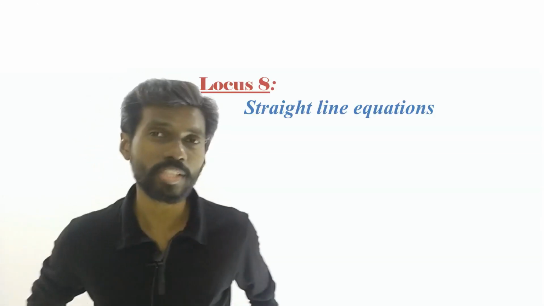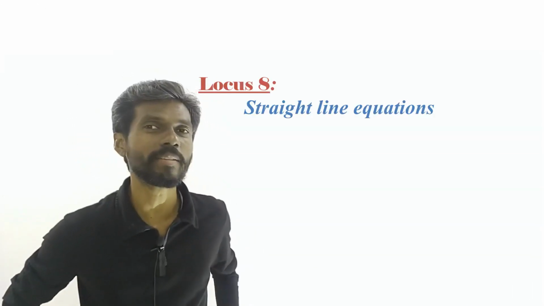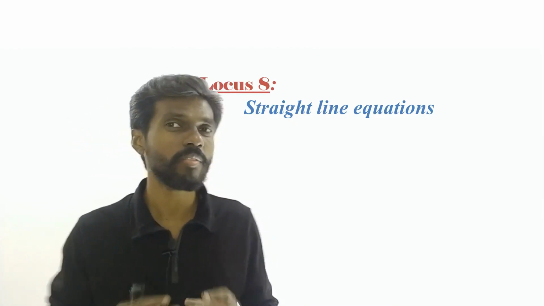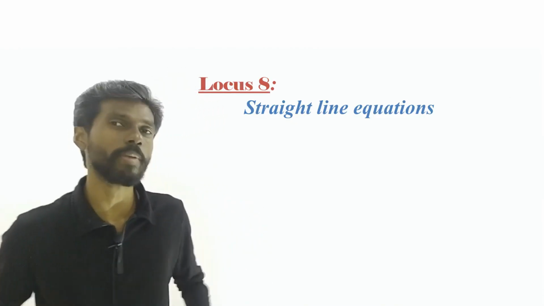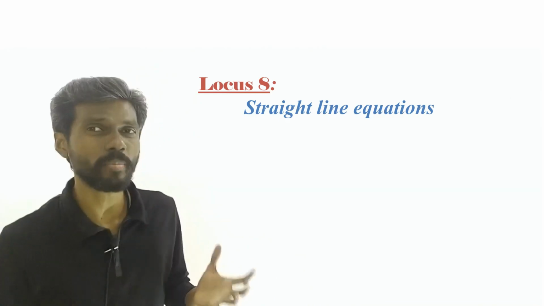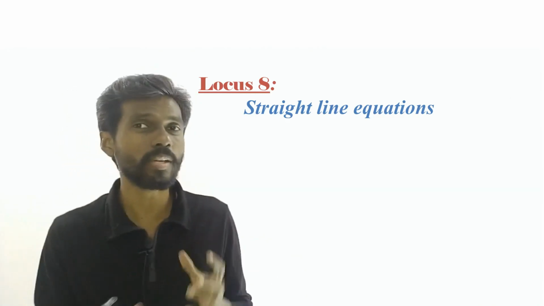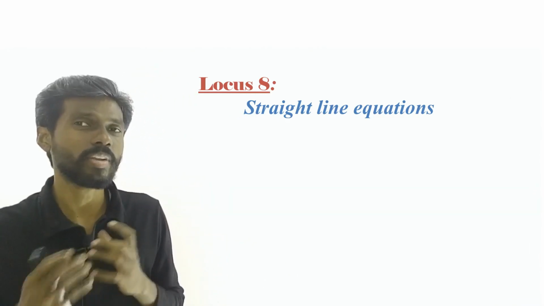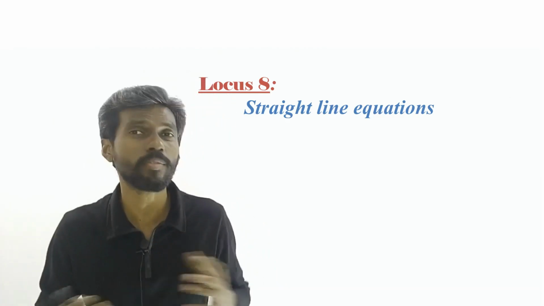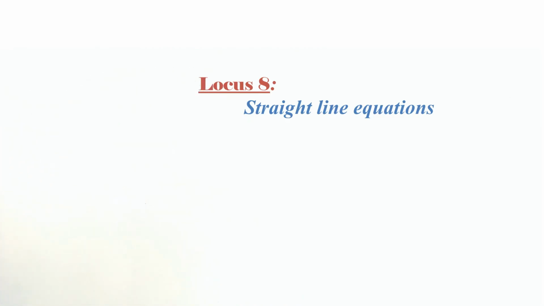Next, we are going to do some questions based on different types of equations of straight lines. We are not going to introduce new concepts here. We will only use those ideas which we are already familiar with, like basics of argument, modulus, and also some basic coordinates, right? So only using this, we will find the equations of straight lines in different forms. So here is the first question.